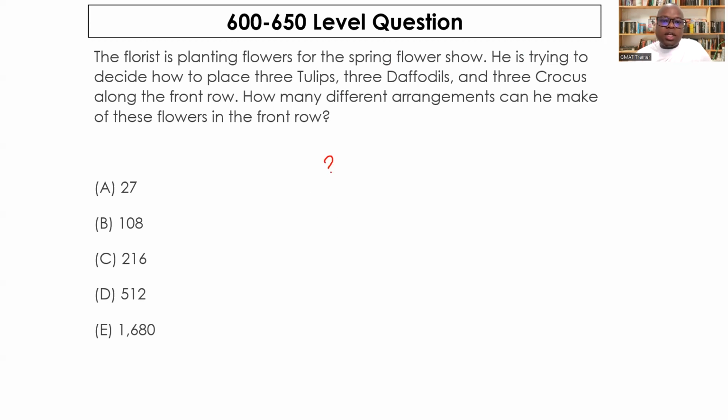So we have 3 tulips, 3 daffodils, and 3 crocus, and we also arrange them in the front row. You see, we have groups of identical items and we're being asked to arrange them. So this actually reduces to a formula which I had seen earlier. 3 plus 3 plus 3 comes to 9 factorial, divided by 3 factorial times 3 factorial times 3 factorial.